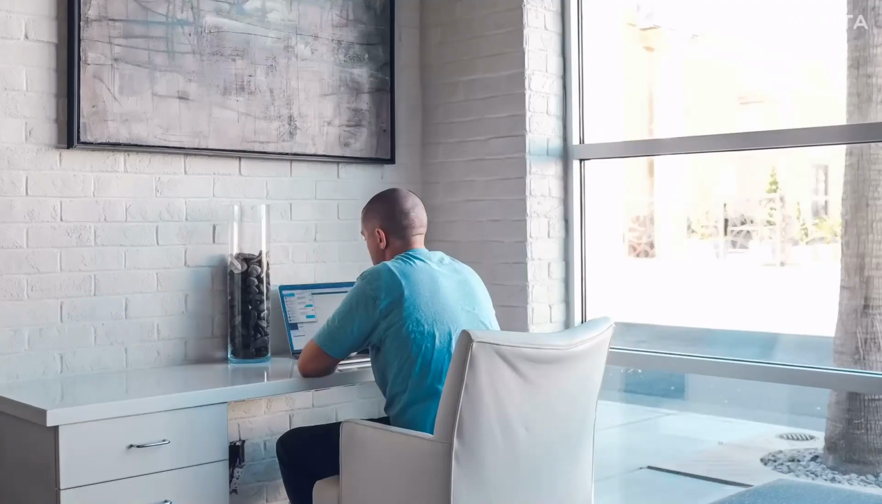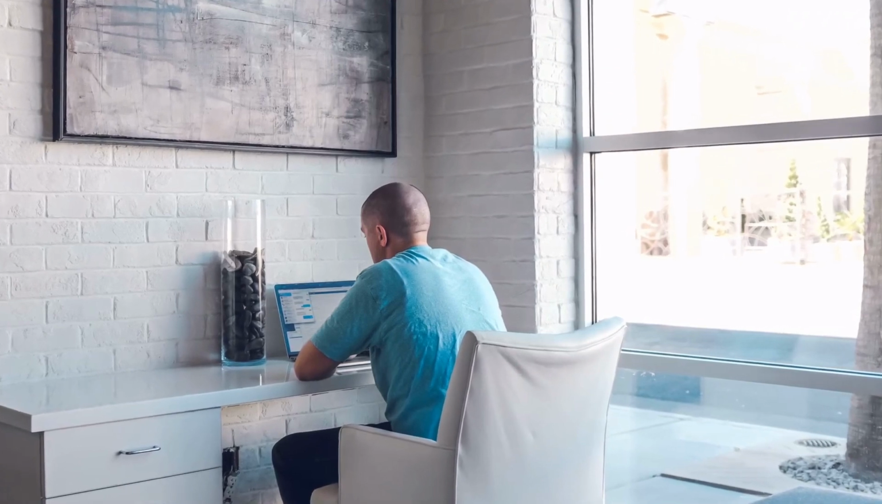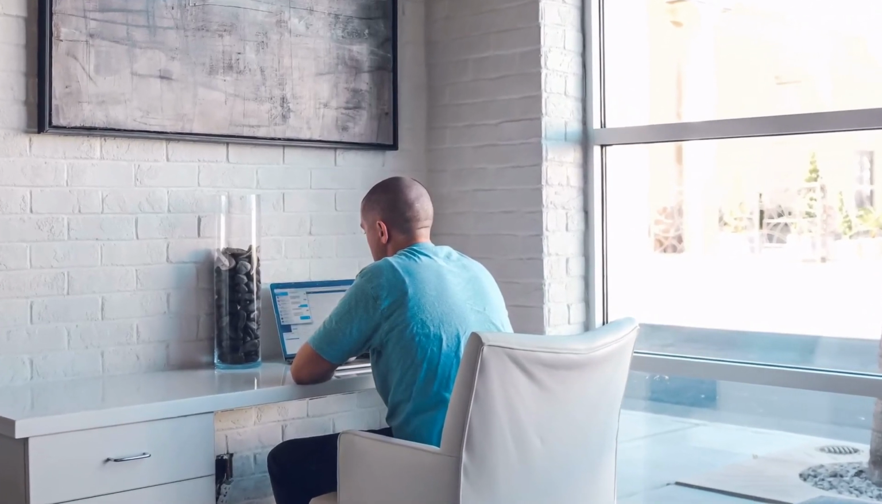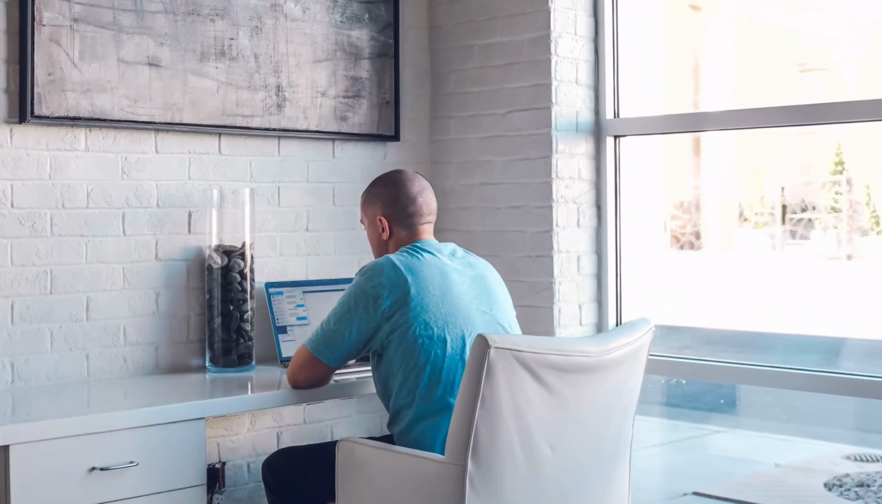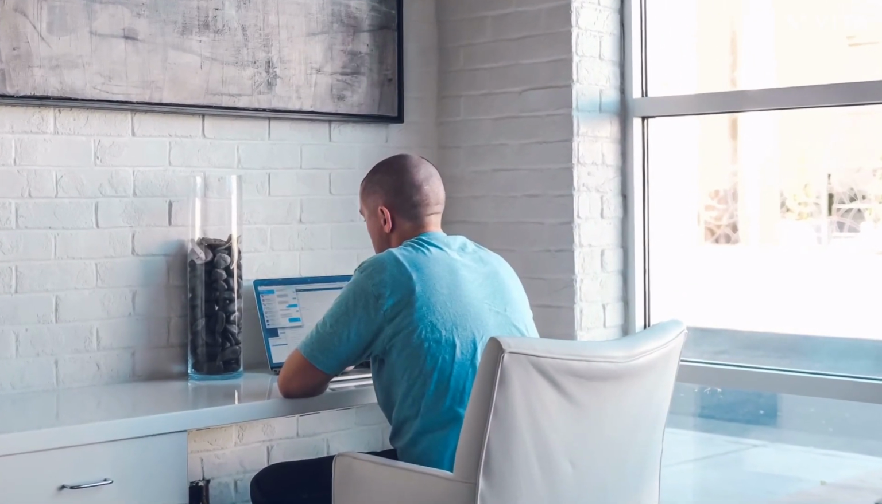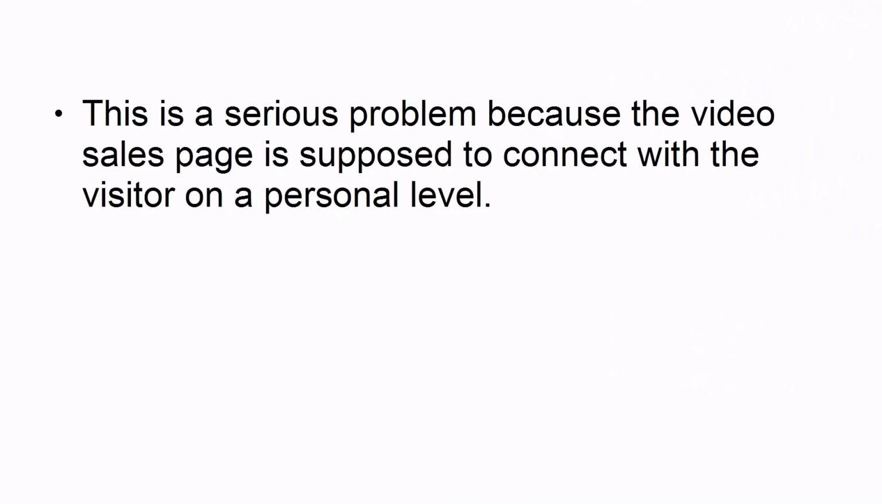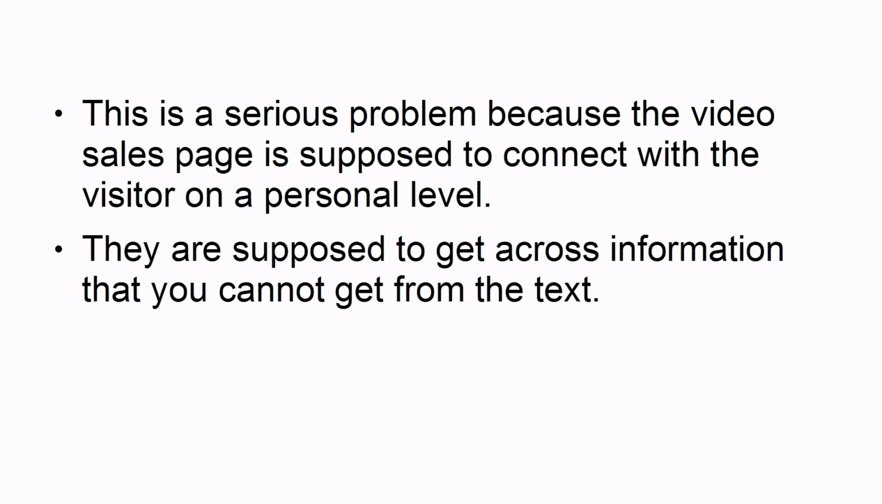Repeat the same content as the sales text. Have you ever found yourself on a sales page and watched the video on that page? You then glance down to the text on that page, and it's obvious that the video spokesperson is simply reciting the stuff you're reading. The content is the same. This is a serious problem because the video sales page is supposed to connect with the visitor on a personal level. They are supposed to get across information that you cannot get from the text.